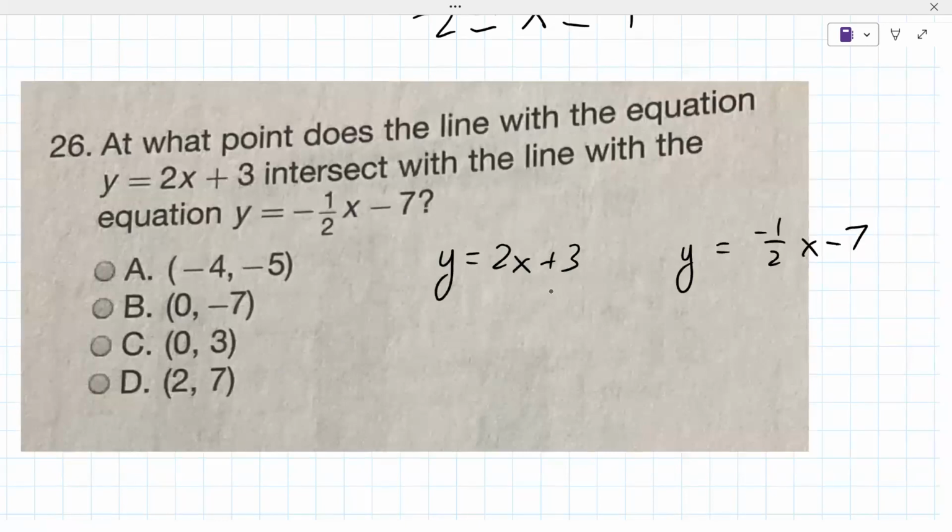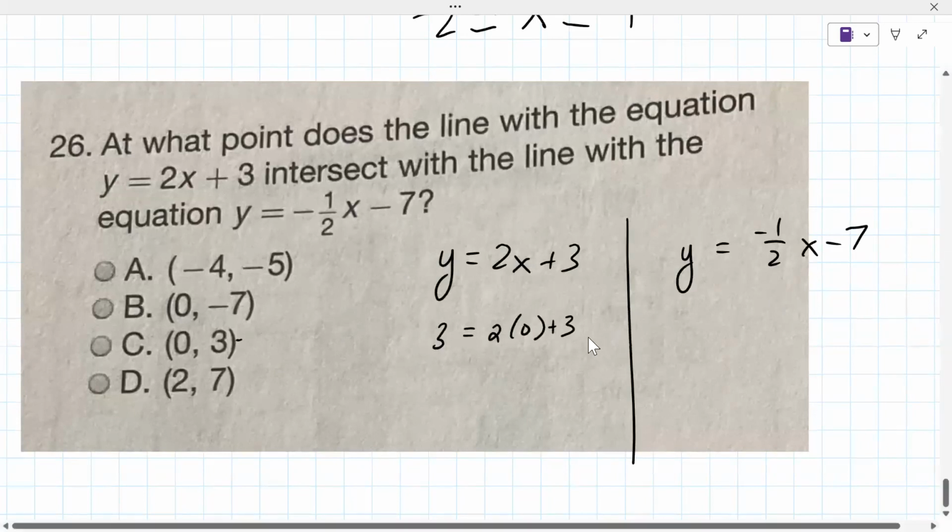Okay, doesn't matter to me. Let's try C first. So C means x is 0 and y is 3. It's got to work in both. So is 3 equal to 2 times 0 plus 3? Is this true? Do you see I put 3 in for y and 0 in for x? So does this work? Is 3 equal to 2 times 0 plus 3? Yeah. Okay, that's a good start.